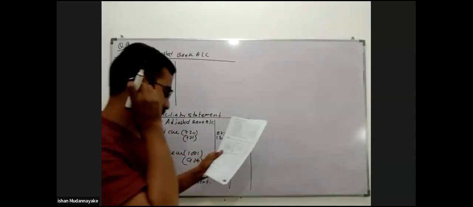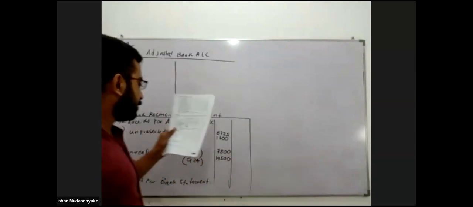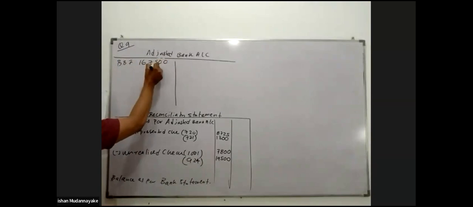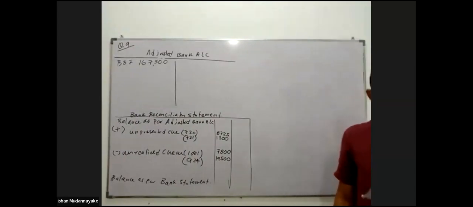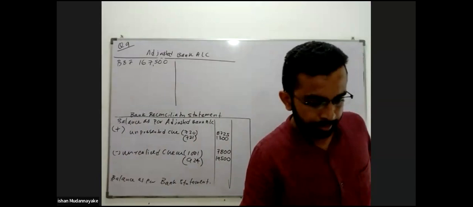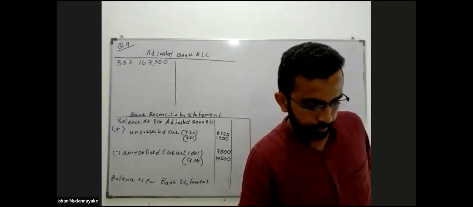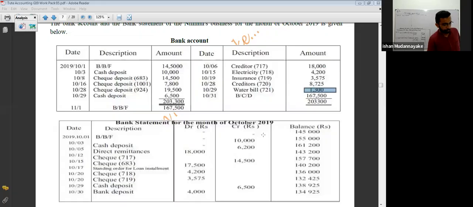Right, bank account okay. Now the adjusted bank account opening balance 167,500, balance brought forward. Incorrect bank balance, $167,500. And then check the bank statement. Look at the bank statement. I gave you some adjustments for the bank statement.